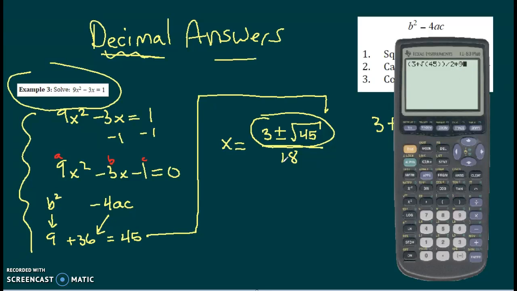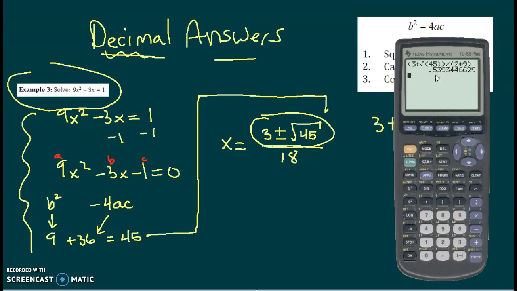So first off, I'd recommend you just do 2a in your head. Everyone can double numbers in their head. But if you really don't want to, or if the numbers are weird, just make sure you put this entire denominator in parentheses as well. So I'm going to go ahead and insert a parenthesis, close that off, press enter, and now this is going to be one of my answers.